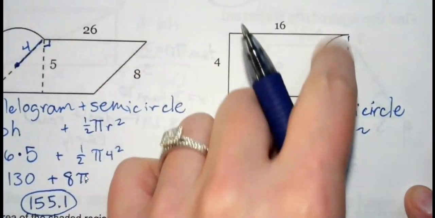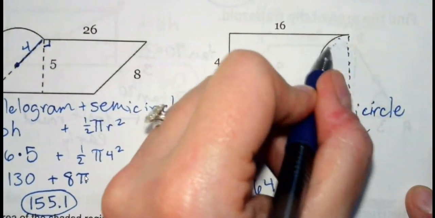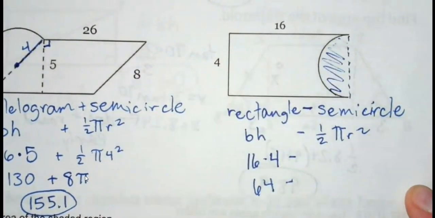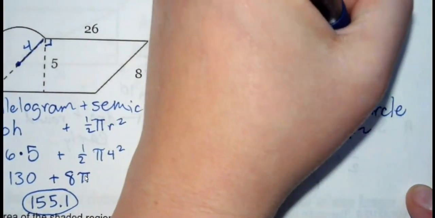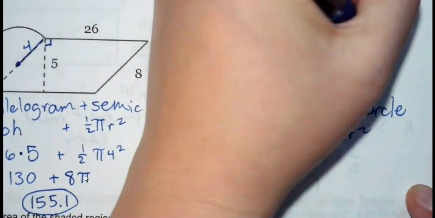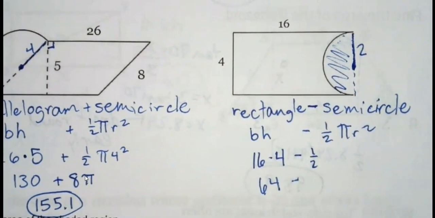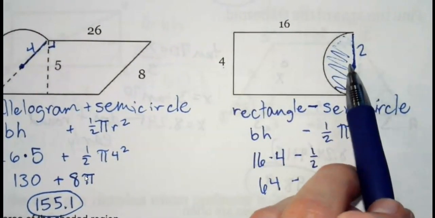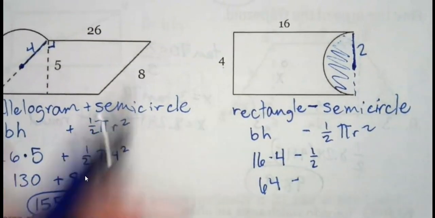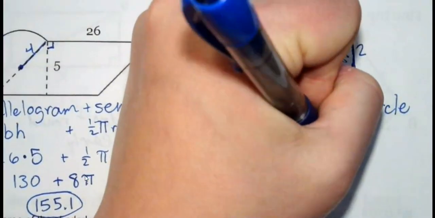But then you must subtract this piece right here. You want to take that away. So 1/2. Okay, my diameter is 4. Therefore, my radius is 2, because you need to cut that in half. There's going to be a lot of looking on one side of the rectangle and then knowing that the other side of the rectangle is the same length.